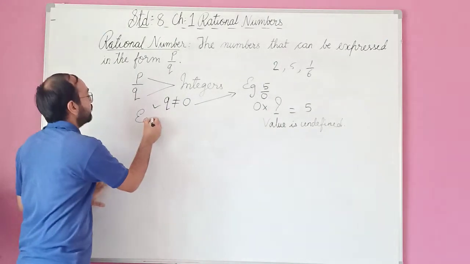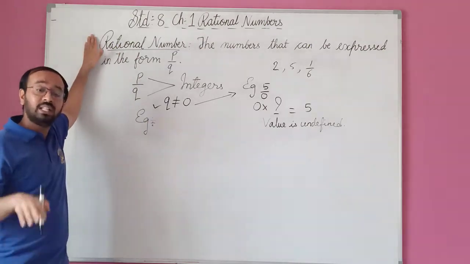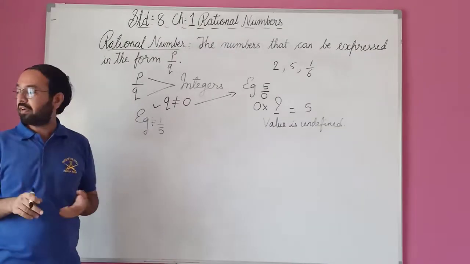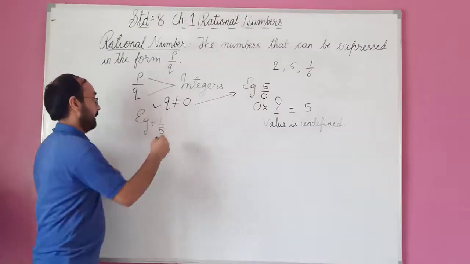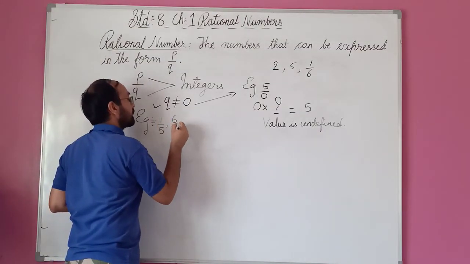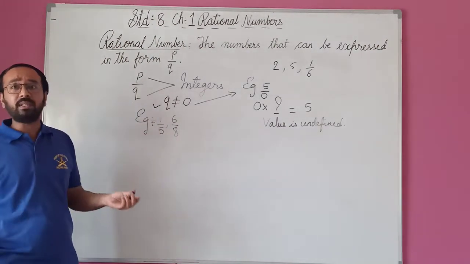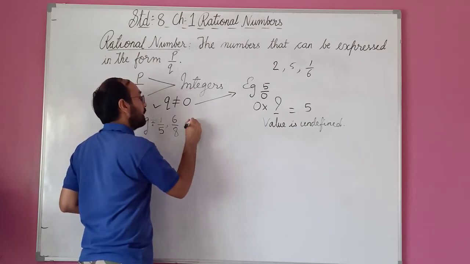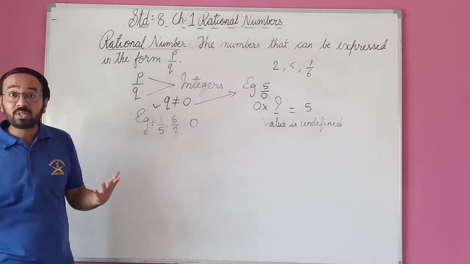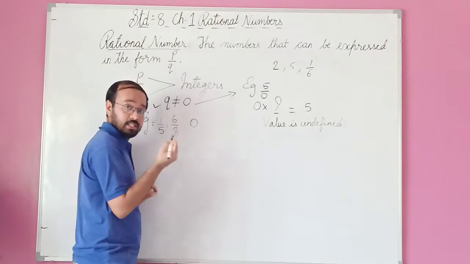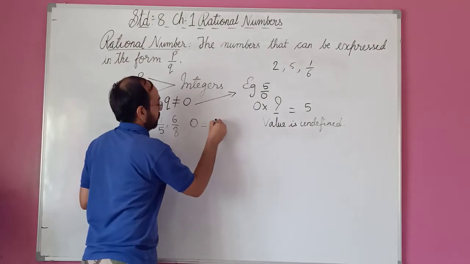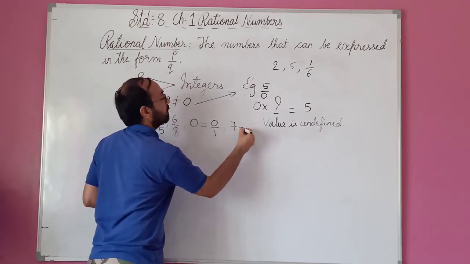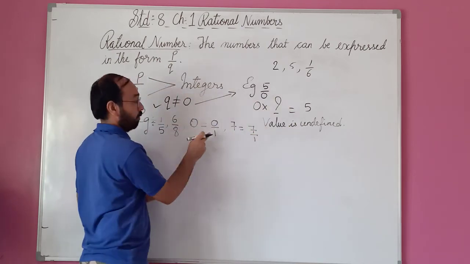Now let's come to the examples. Let's do rational numbers. If I write 1 upon 5, that you know is a rational number. Next, if I say 6 upon 8, yeah, it's a rational number. If I say 0, is 0 a rational number or not? Let's see. Yeah, 0 is a rational number: 0 upon 1. Is 7 a rational number? Yeah, 7 upon 1. Always there is a denominator.